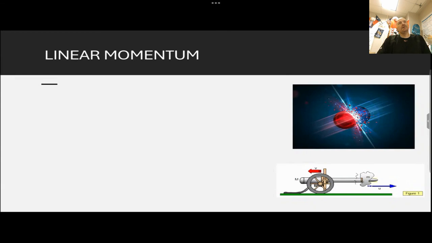A little heads up on the test: whenever they say momentum by itself, they're talking about linear momentum. They're not talking about angular momentum, which ends up being in Unit 6. If they're going to talk specifically about angular momentum, they will say angular momentum in the question. So anytime you see the word momentum by itself, we're just talking about linear momentum.